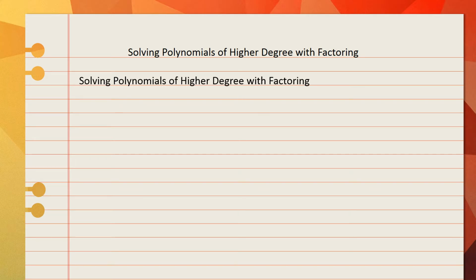So first we look at the word polynomials. What does that mean? Well, binomials means it has two terms. Trinomials mean it has three terms. Well, poly just means many. So when you see polynomials, it means it's going to have many terms. Next it says of higher degree. Degree is simply a fancy word for an exponent. So we're going to be looking at expressions that have many terms with higher exponents than what we're used to.